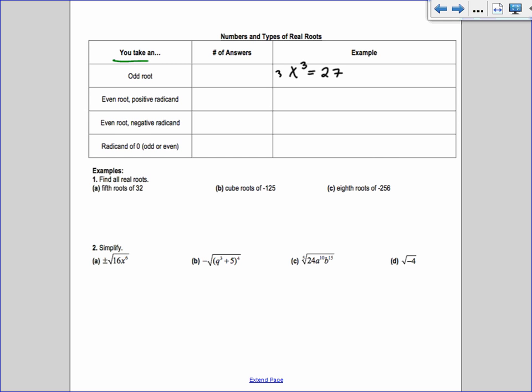Okay, if I'm taking a cube root, I only have one answer. My answer here would be x equals 3. So I have one answer. Same if it was a negative, right?